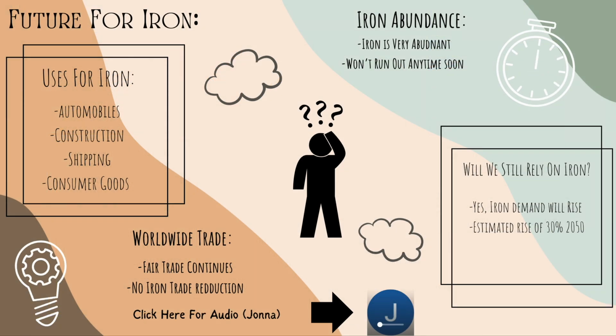Since iron is used to make steel, which is a fundamental resource in society, we would still need it in our economic future. Steel is used in construction, making automobiles, shipping, and creating consumer goods, and more. The steel industry generates about 7% of all man-made emissions and is the largest emitting manufacturing sector. Steel demand is projected to rise 30% by 2050.